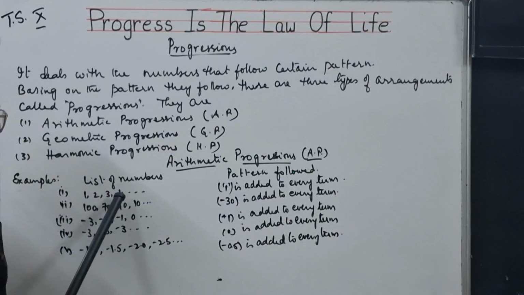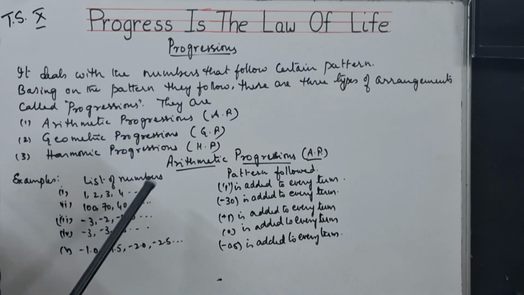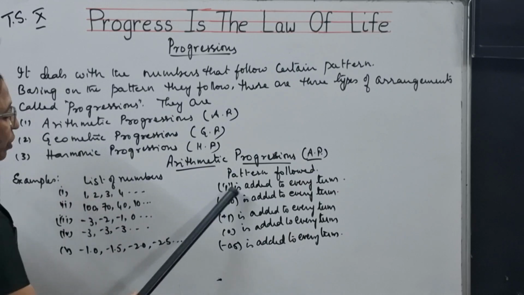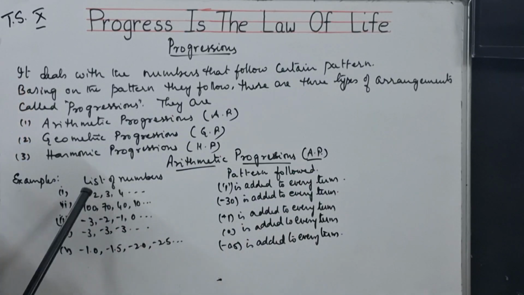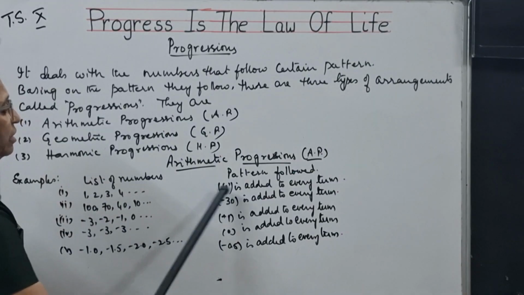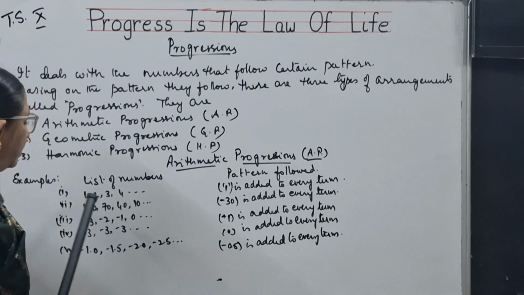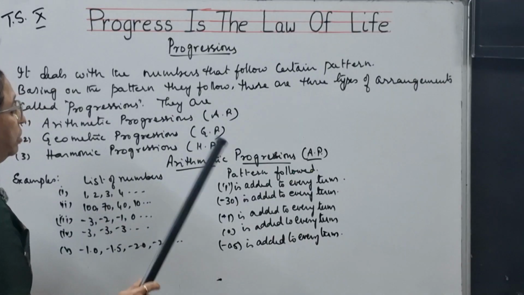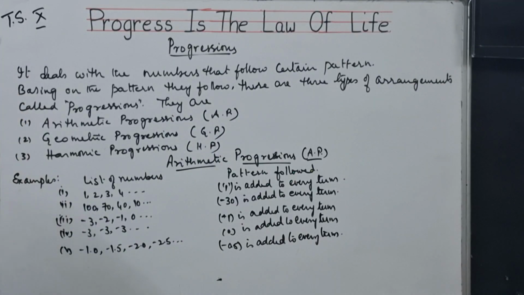See, 1, 2, 3, 4, and so on are the numbers. How did you get these numbers? 1 is added to every term. So if I add 1 to 1, 1 plus 1, 2, 2 plus 1, 3, 3 plus 1, 4. So a definite number, the same number, is added to each and every term. This is one type of AP.